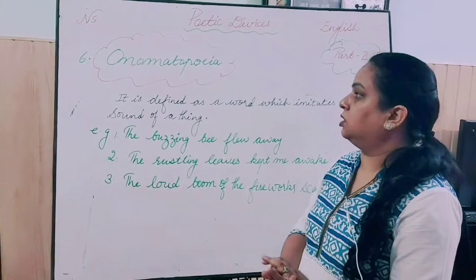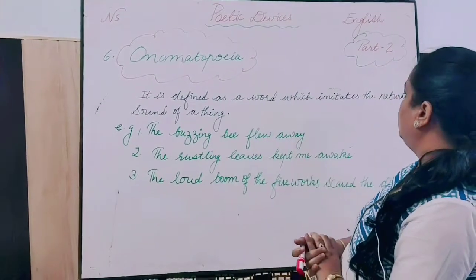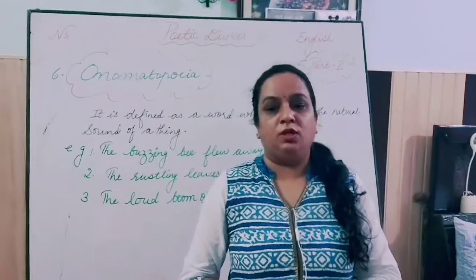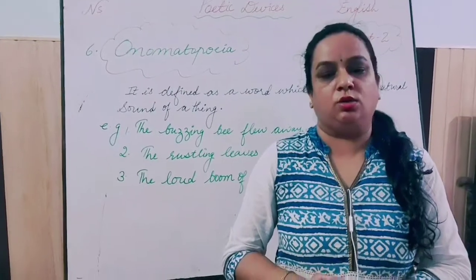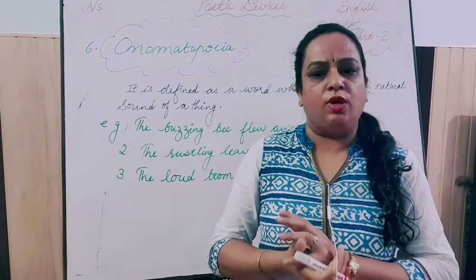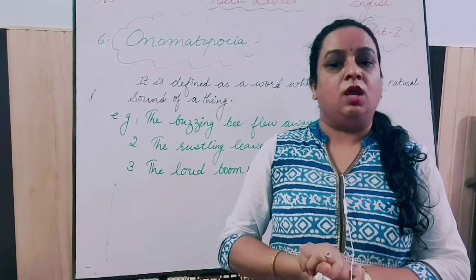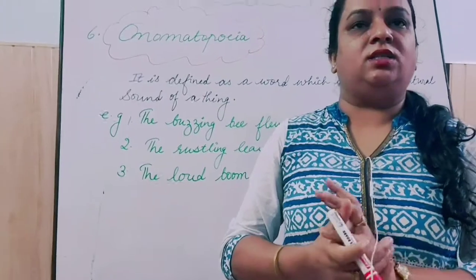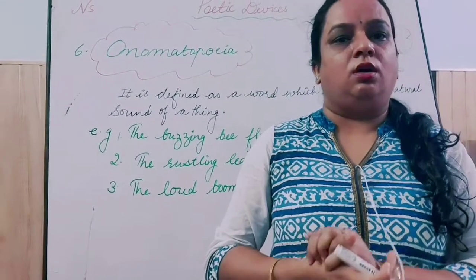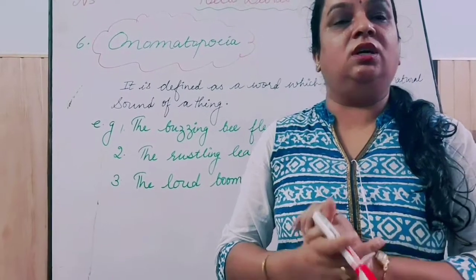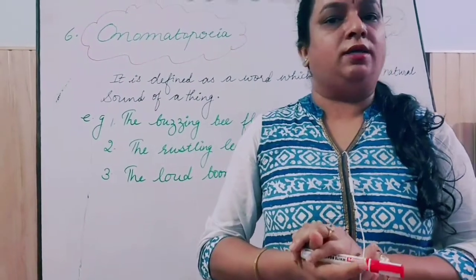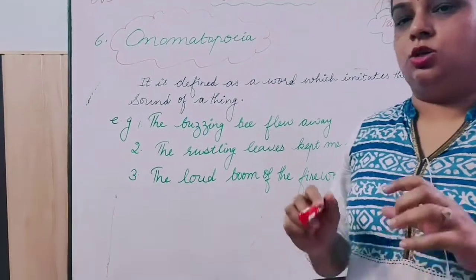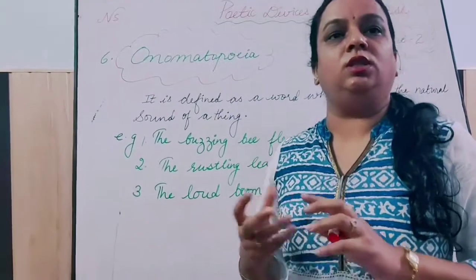Next poetic device is onomatopoeia. It is defined as a word which imitates the natural sound of a thing. An onomatopoeia is a word that actually looks like the sound it makes, and we can almost hear those sounds. I will give you some examples of onomatopoeia like slam, splash, bam, babble, gurgle, mumble, etc. Let's understand onomatopoeia with the help of some examples. So it means the actual sounds of things.